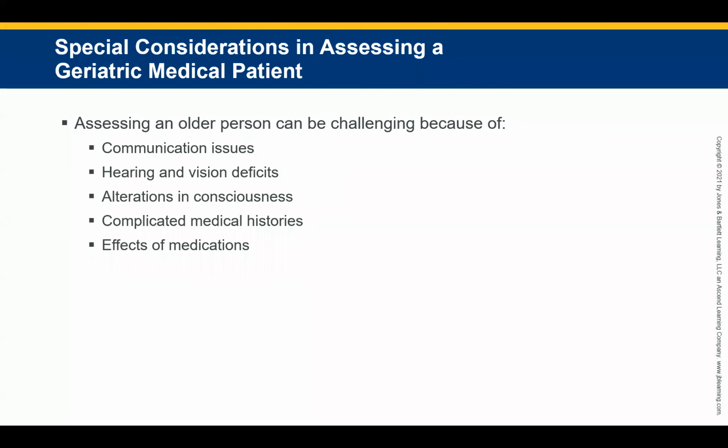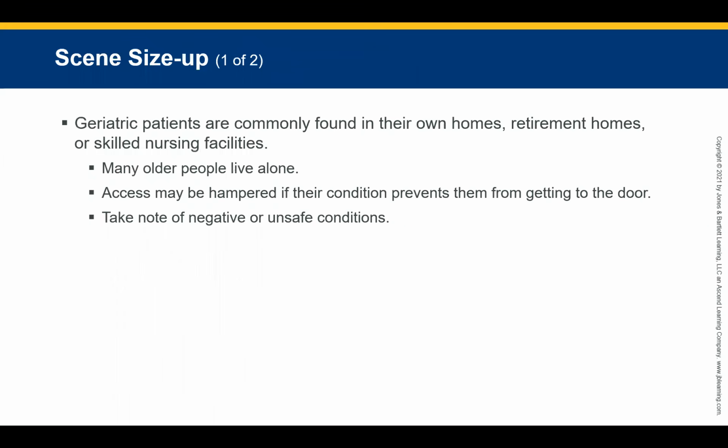Alterations in consciousness. They may have narcolepsy. They may fall asleep pretty fast. Complicated medical histories and effects of medication, because they may have taken too much. They may have that toxicity buildup. On our scene size-up, some of the geriatric patients are commonly found in their own homes.